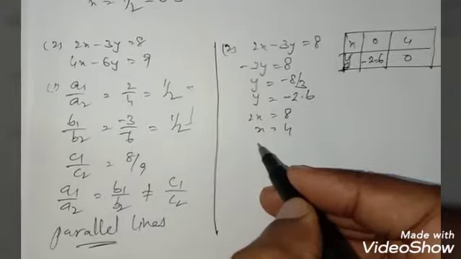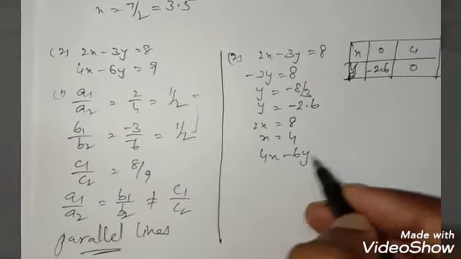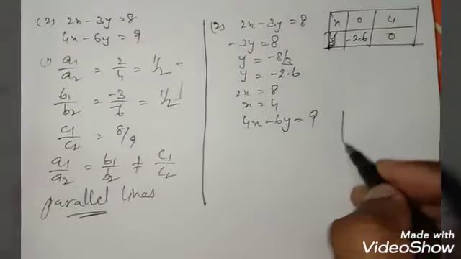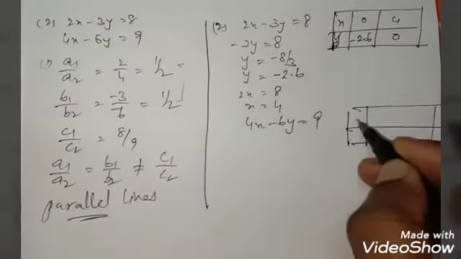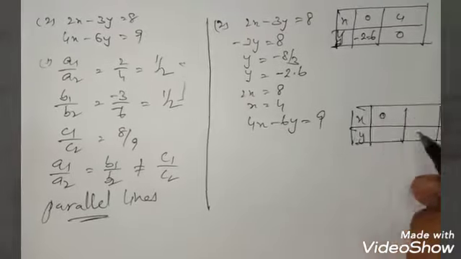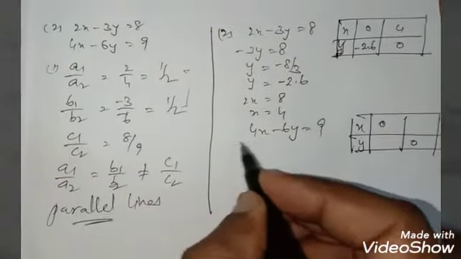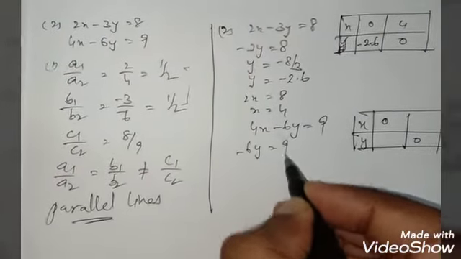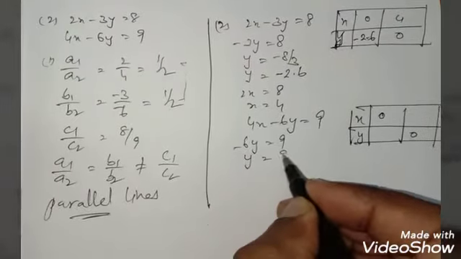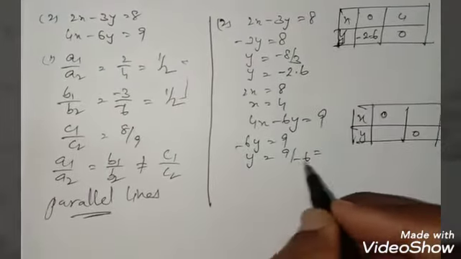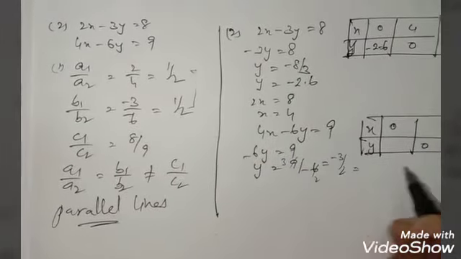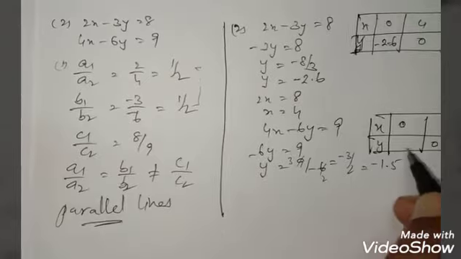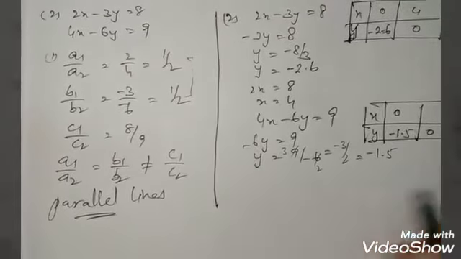Now coming to the second equation, that is 4x minus 6y equal to 9. For this also we are finding points by substituting the values x equal to 0 and y equal to 0. Now if I substitute x equal to 0, you'll get minus 6y equal to 9. That is y equal to 9 by minus 6. So I can write this as minus 3 by 2, which is nothing but minus 1.5.